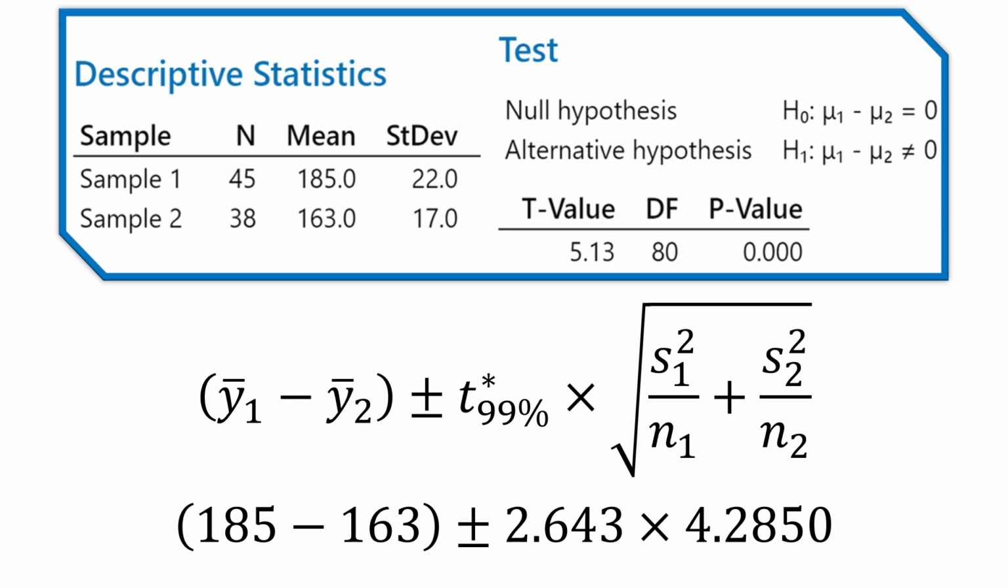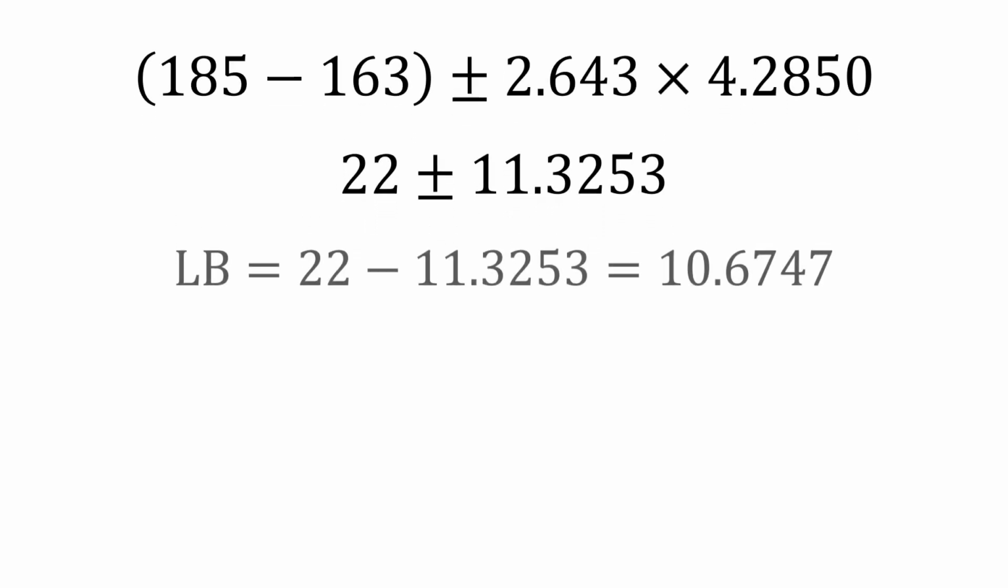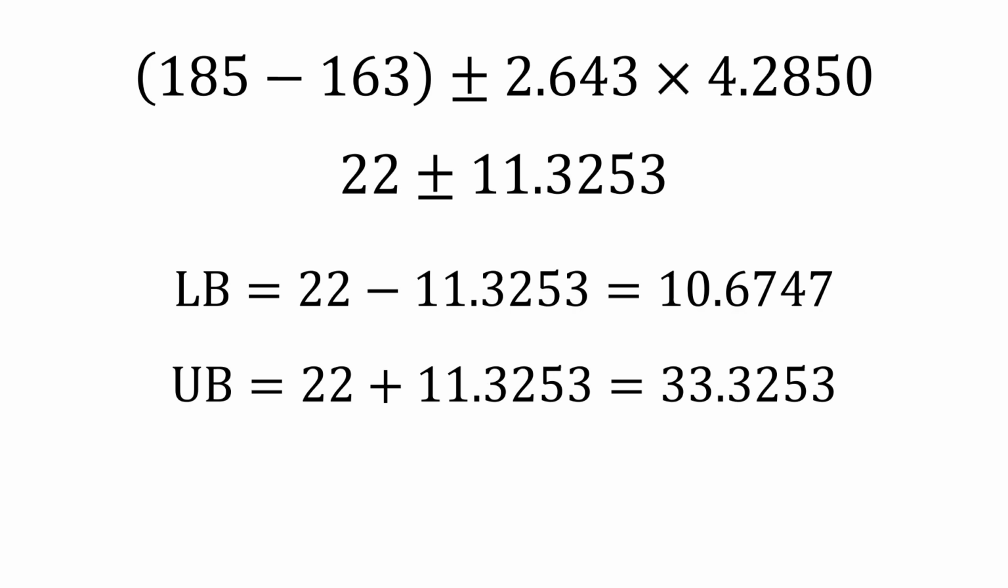You can see from the descriptive statistics, we get y1 bar and we have y2 bar. So we can take that difference. We have our critical value and we have our standard error. And so we just do that calculation. We get our upper and lower bounds.